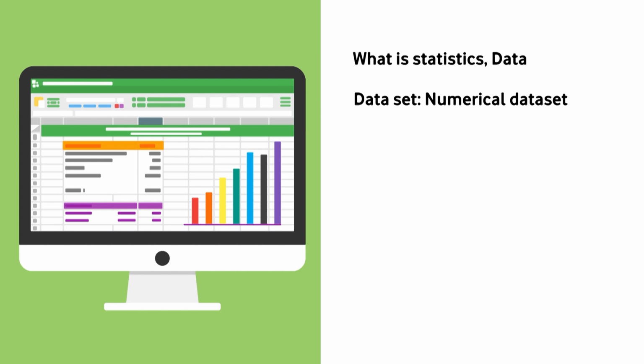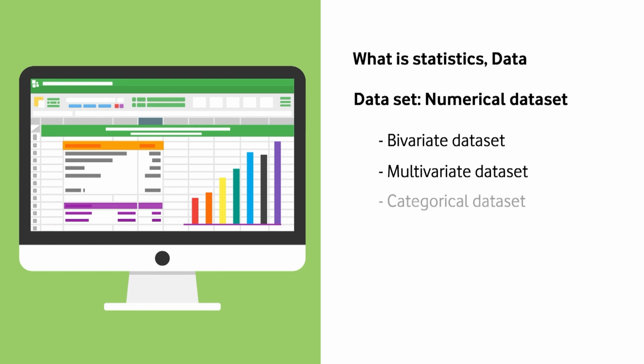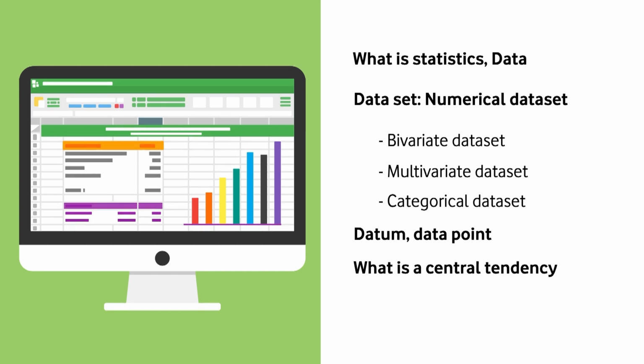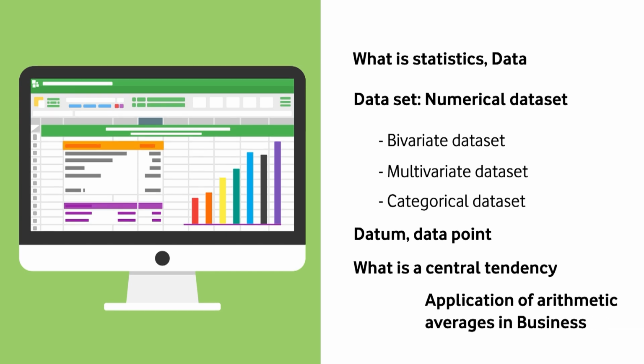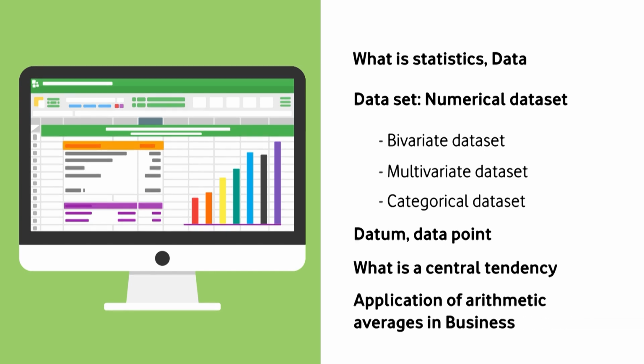We talked about the data set, and we discussed that there may be three basic kinds of data set: one may be bivariate data set, the multivariate data set and categorical data set. We also discussed datum and data point, and then we got a glimpse of what is a central tendency, and we tried to learn the various applications of all these measures of central tendency which are used in business.